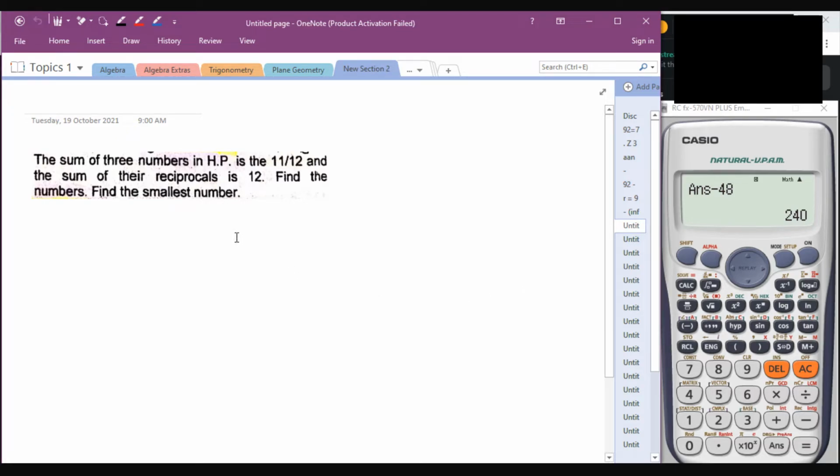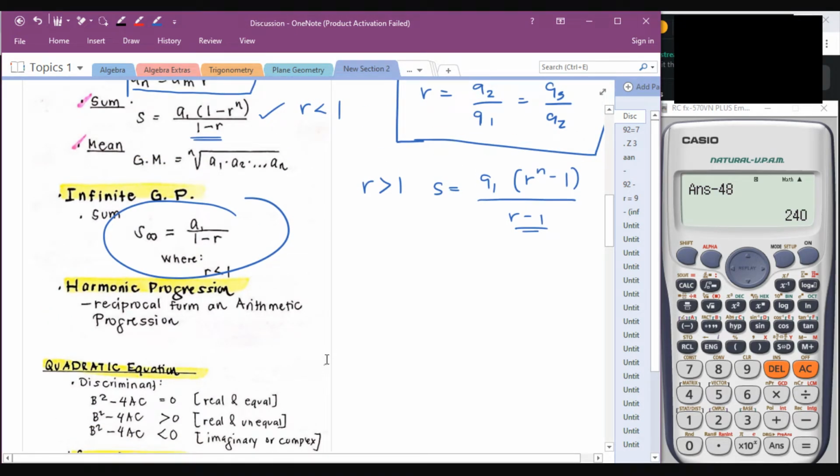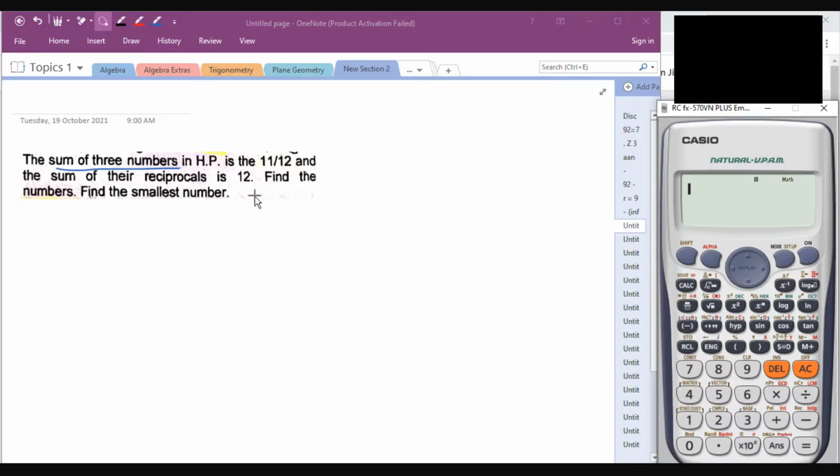Problema dito. Okay? Harmonic progression. Ito lang ang tip ko sa inyo: that the harmonic progression, gagawin mo muna siyang reciprocal to form arithmetic progressions. Okay? Let me show you the way on how. So we proceed with this another problem para sa harmonic progression.